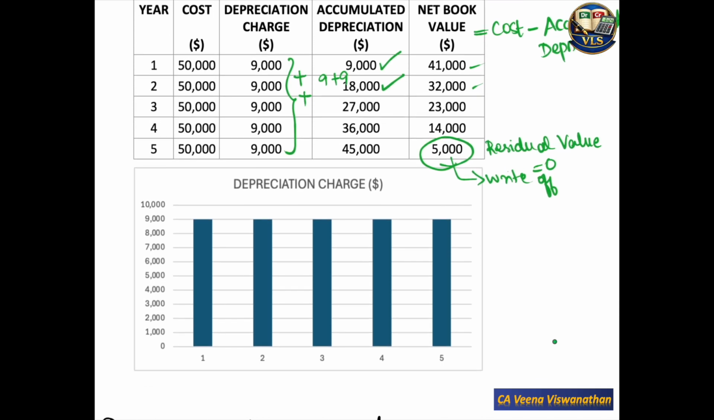So when I take a graph of what has happened in this example, as you can see, the graph remains constant at 9,000. So the depreciation charge remains constant. This is one of the main advantages of the straight line method. Once a depreciation charge is calculated, it remains constant throughout the period of the asset.